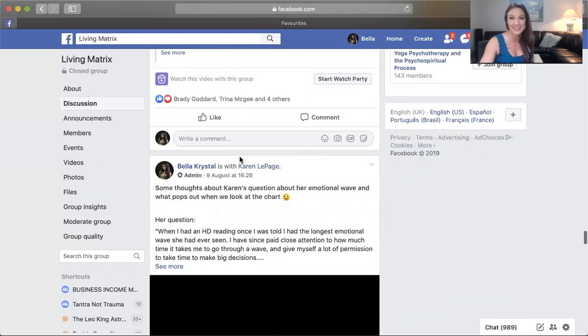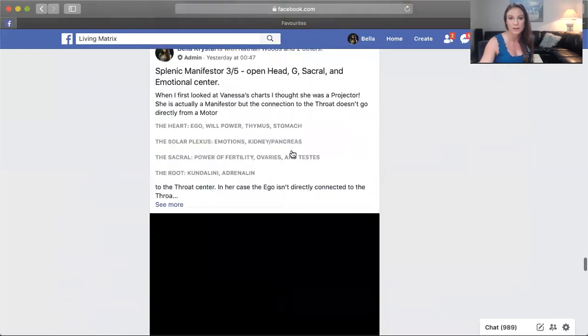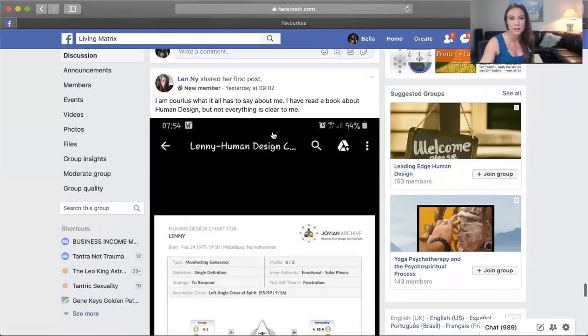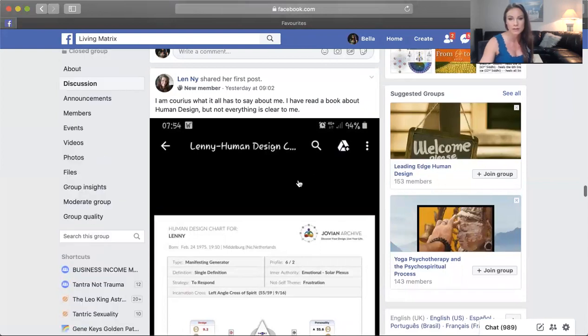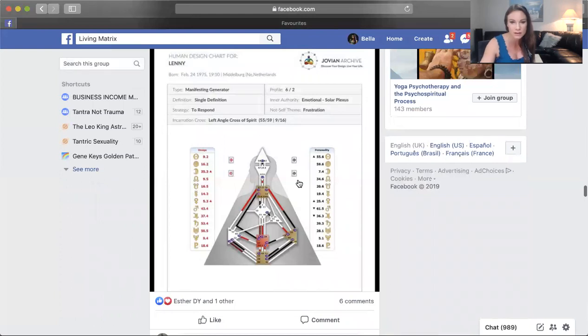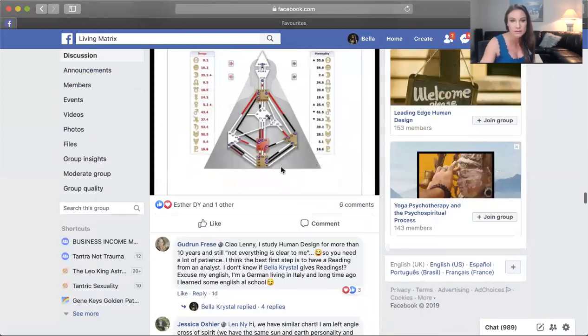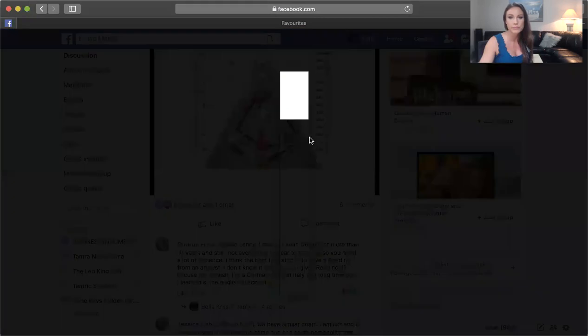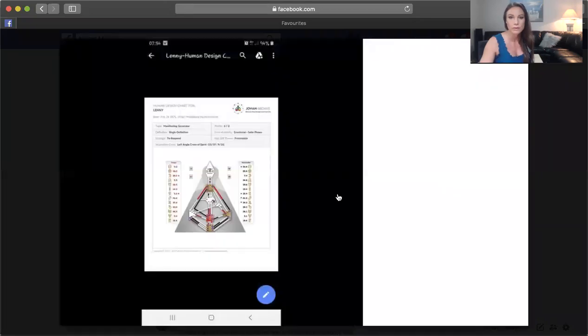Okay, and here, okay. So yeah, I know some people had posted charts. Okay, here's Lenny. And I think she said that she was German. And let's see, let's just open it up. It's a bit small. Can I make it bigger?